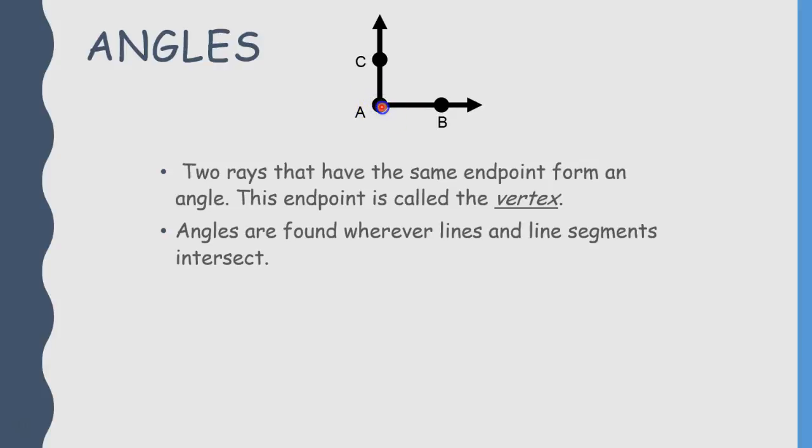So angles are found wherever lines and line segments intersect. So really what you don't see is that this line continues forever, but we're just zooming in on this ray, ray AC, and this line continues forever and ever, but you can't see that because we're zooming in on the ray AB. And they both share that endpoint of A, so it becomes an angle.